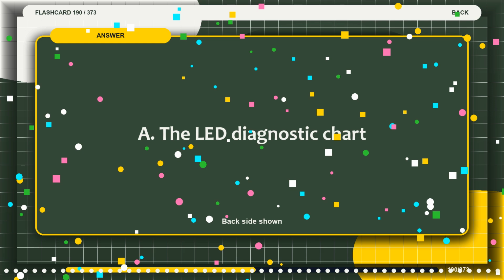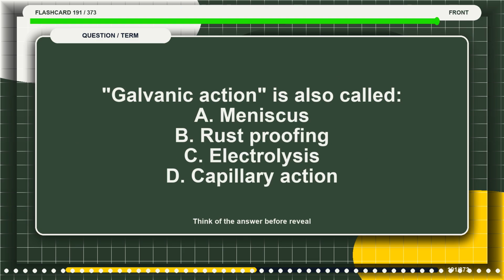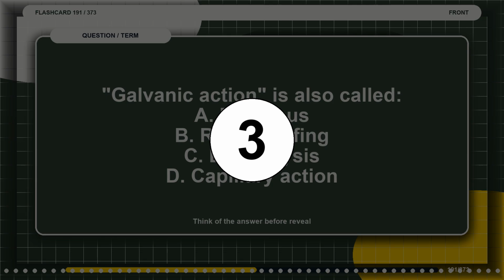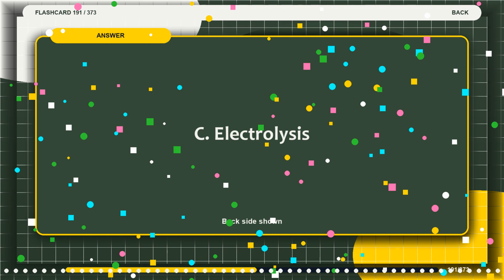The answer is A. The LED diagnostic chart. Flashcard 191. Galvanic action is also called A. Meniscus. B. Rust proofing. C. Electrolysis. D. Capillary action. Think of the answer before the reveal. The answer is C. Electrolysis.